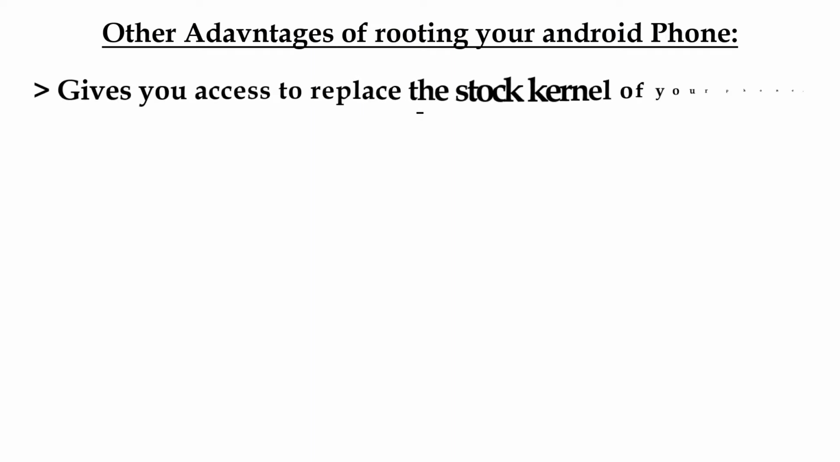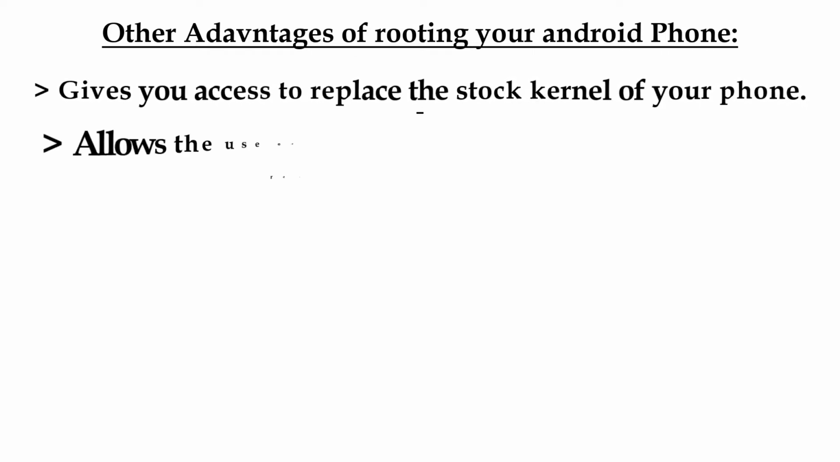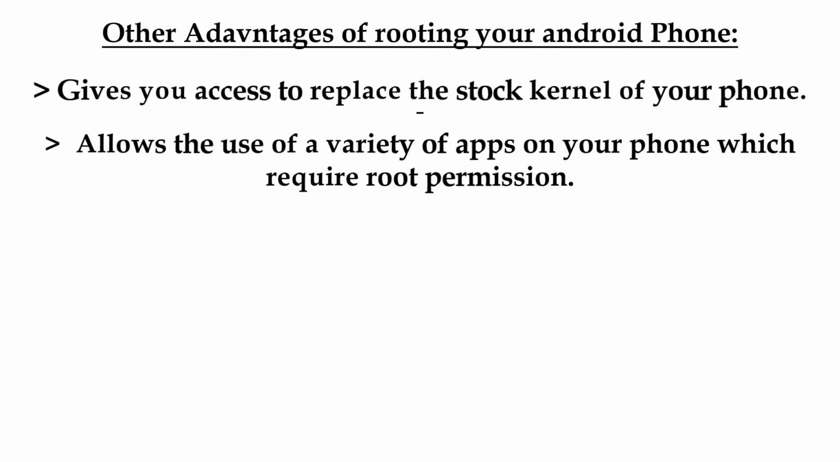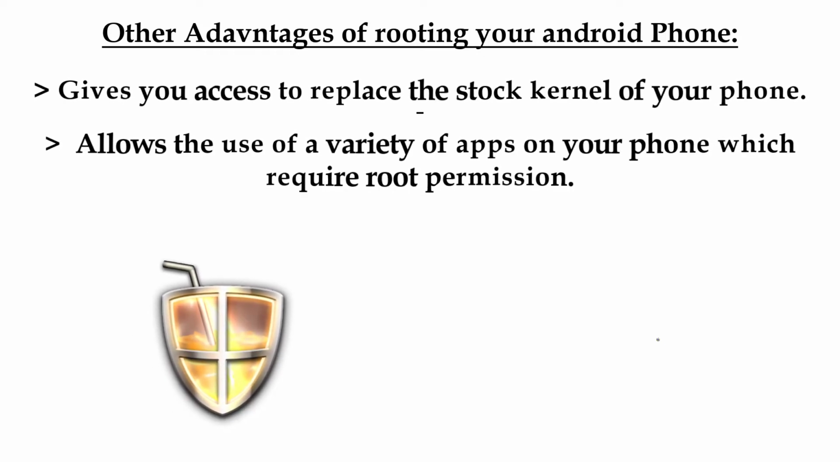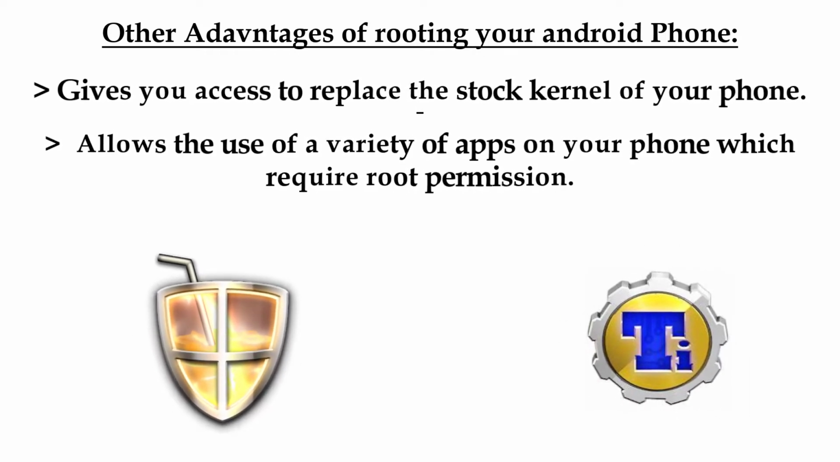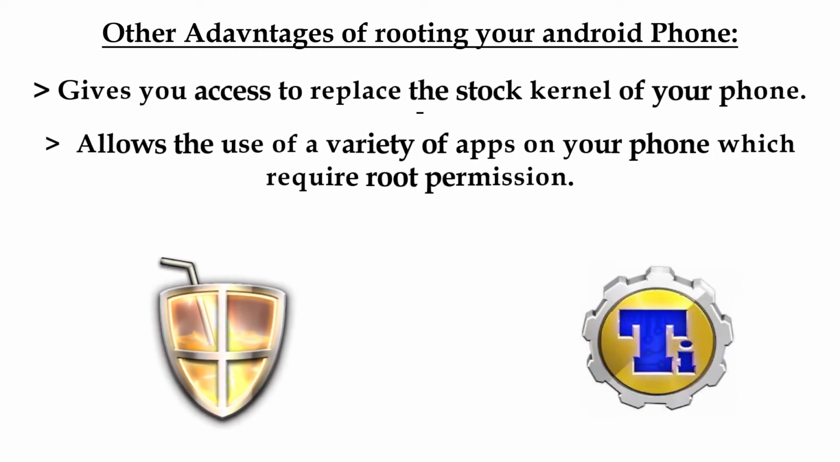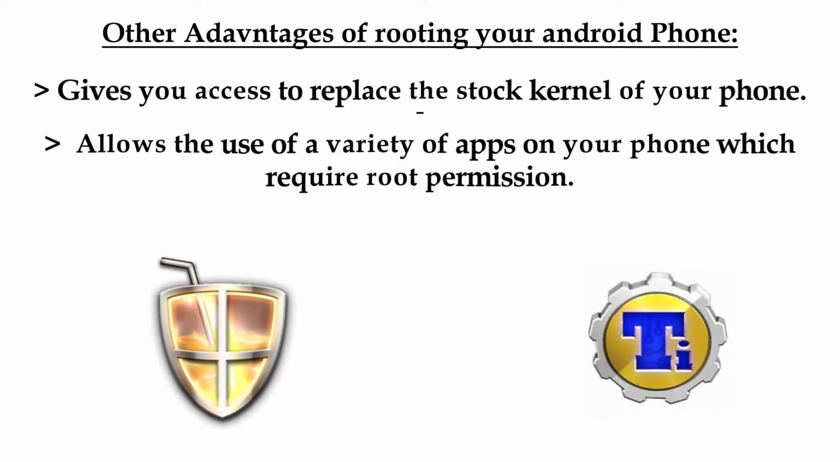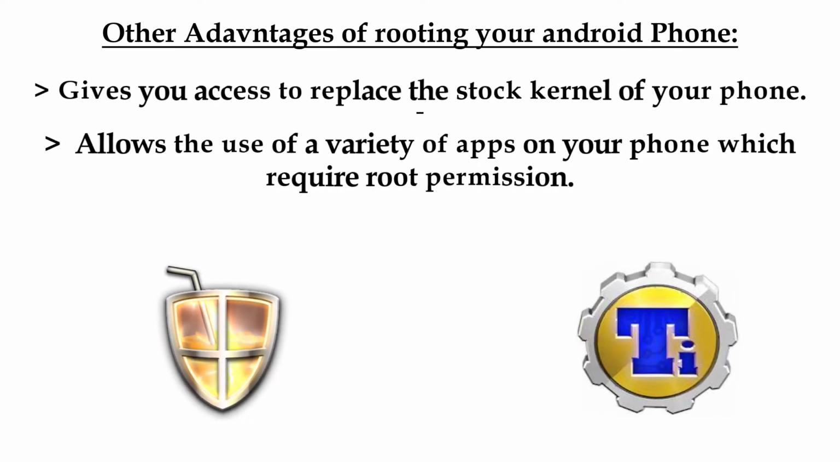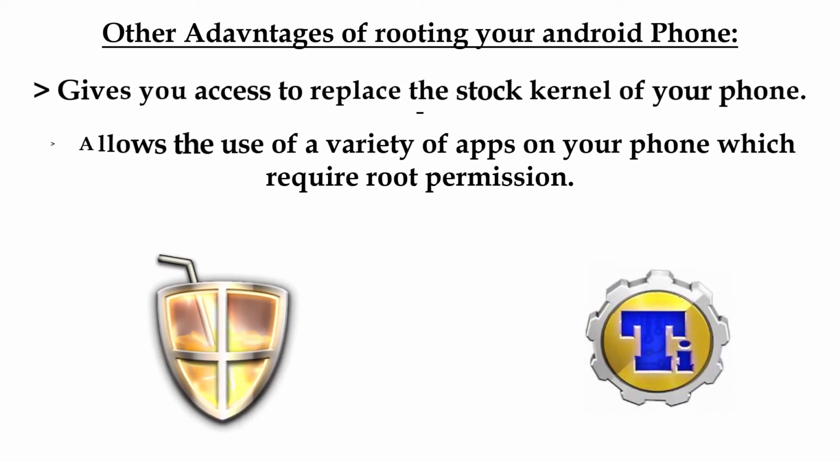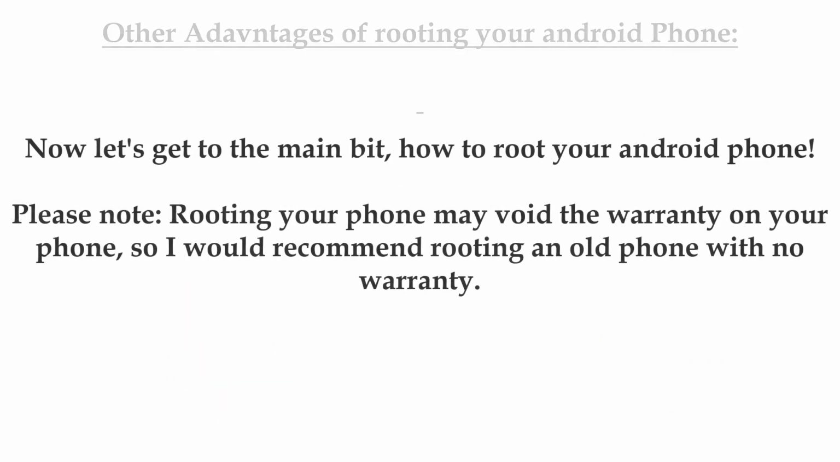Now, it gives you access to replace the stock kernel of your phone. This means that the hardware and software of your phone will interact better. And the next advantage is it allows the use of a variety of apps on your phone which require root permission. Some of these apps include Juice Defender and Titanium Backup. Now, Juice Defender is a really good app if you want to increase your phone's battery life, and Titanium Backup is a very good backup app which allows you to back up your whole custom ROM and restore it with just a few taps.